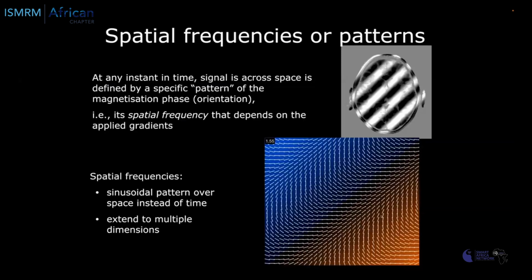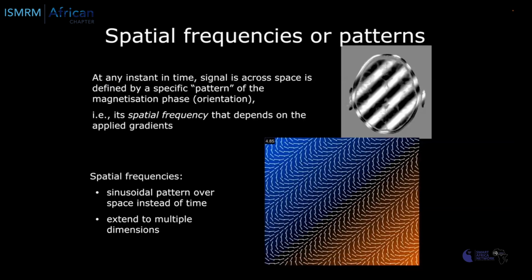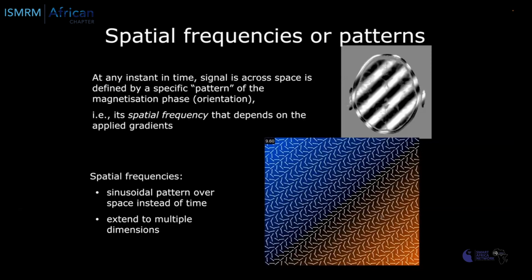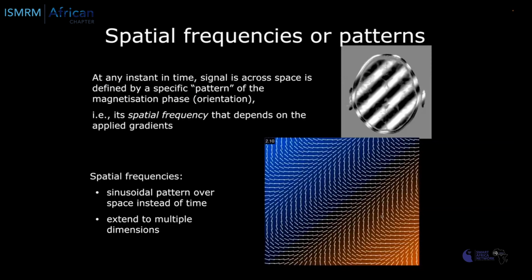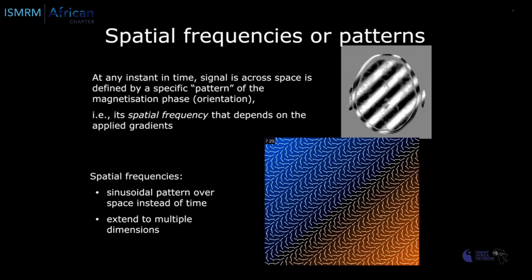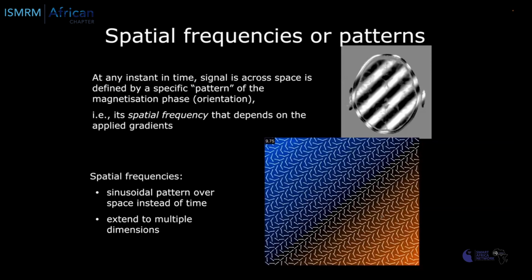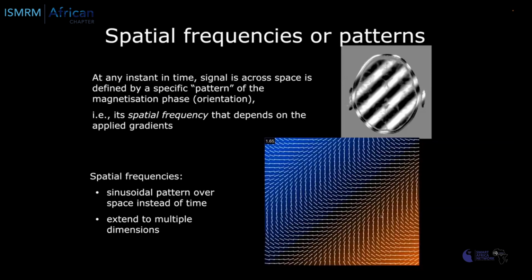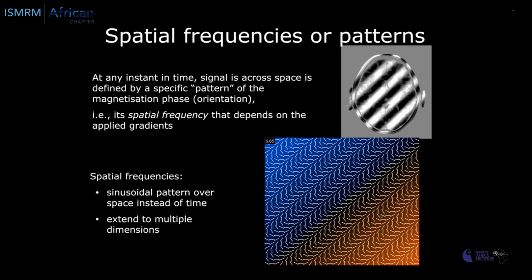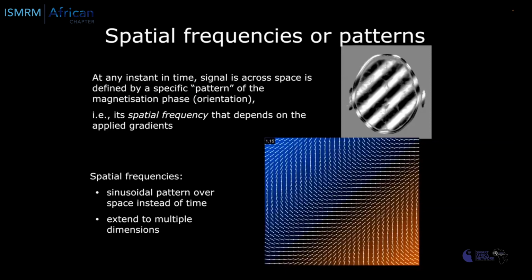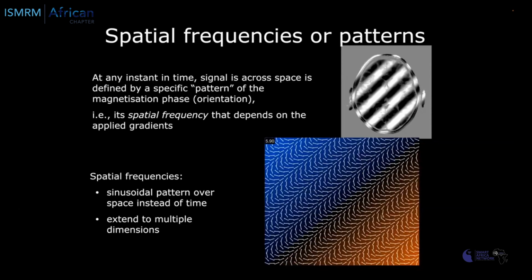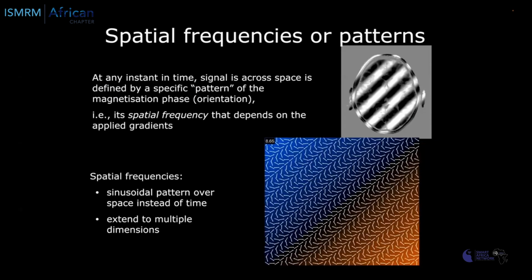Okay, so now that we know how spatial frequencies are generated from gradients, we're going to talk a little bit about the spatial frequencies themselves in a more abstract way. We know that at any instant in time, the signal across space is defined by a specific pattern of the phase, or orientation, of the magnetization. So it's a spatial frequency that depends on the applied gradients. We call these spatial frequencies because these are sinusoidal wave-like patterns that extend across space instead of time, where we're usually thinking about frequency.